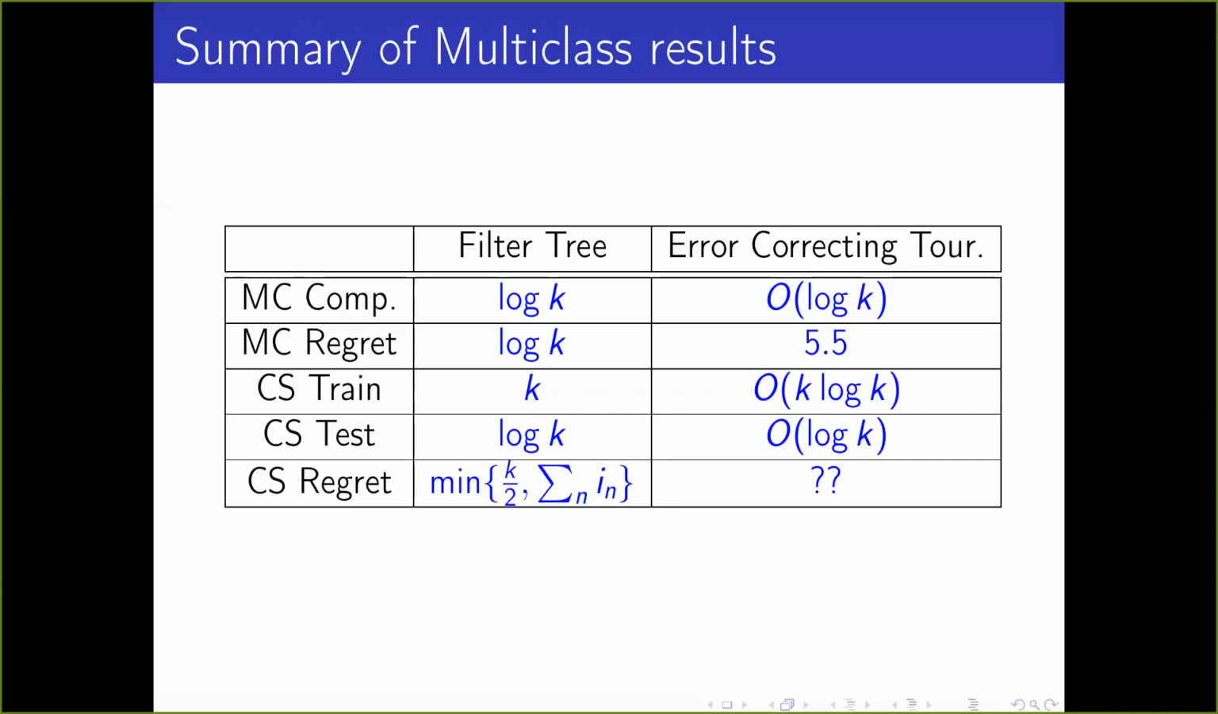Okay, so are there questions about this? Is there a reason why you put O's on the orientation of the other error correcting tool? Yeah, and the constant is no longer 1, right? So the multi-class computation is now going to be something like 2 or 3 log K for an error correcting tournament.